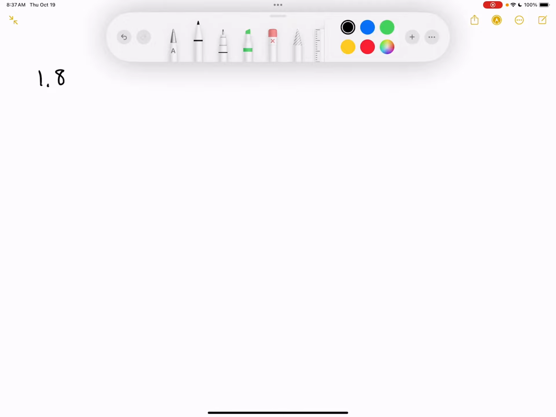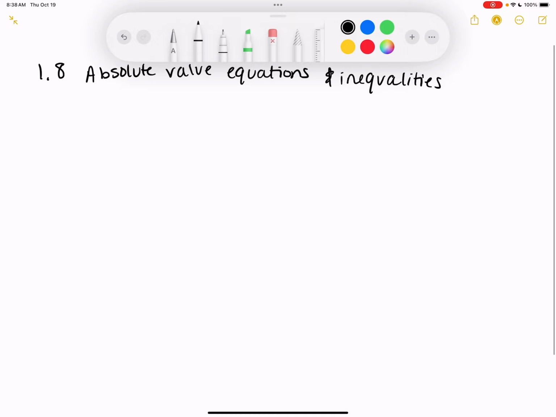All right, 1.8, absolute value equations and inequalities. So we're going to start out with the equations. So they're just something equal to. So number 10, we've got the absolute value of 4x plus 2 is equal to 5.